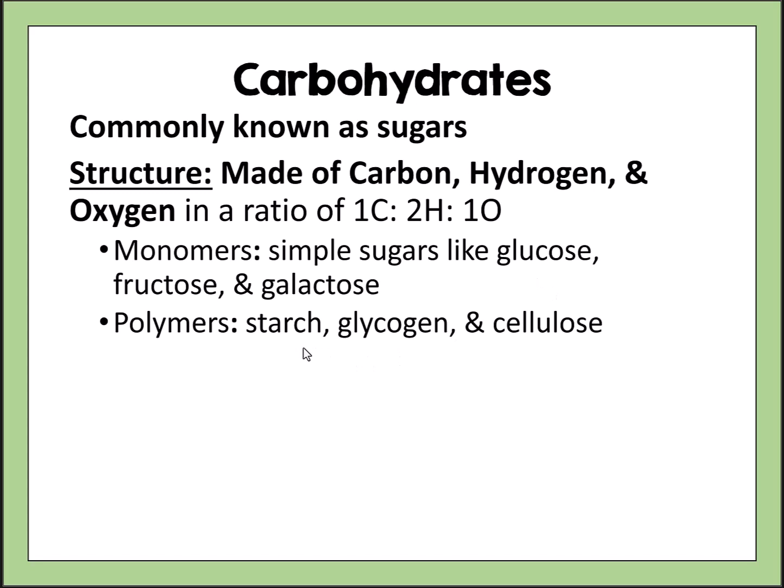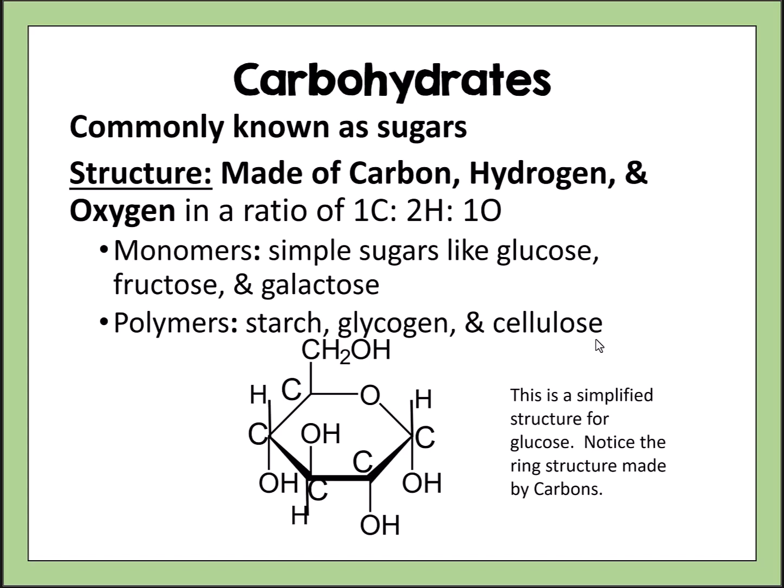Starch is probably the one that's the most familiar to you. Glycogen forms in animal cells, and cellulose forms in plant cells. Cellulose is best described as maybe that stringy stuff that comes out of a piece of celery. This is what plant cells are made of, and it's a structural component that we are unable to digest.